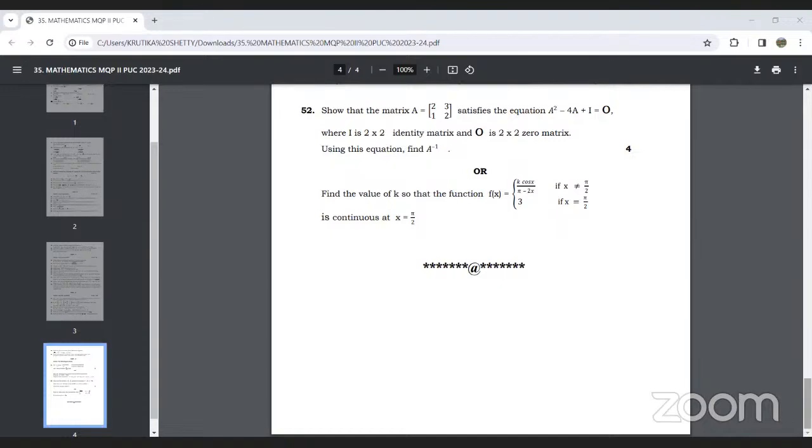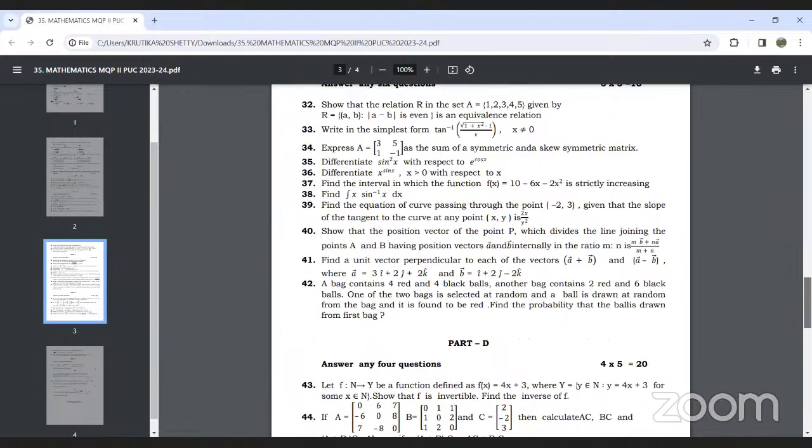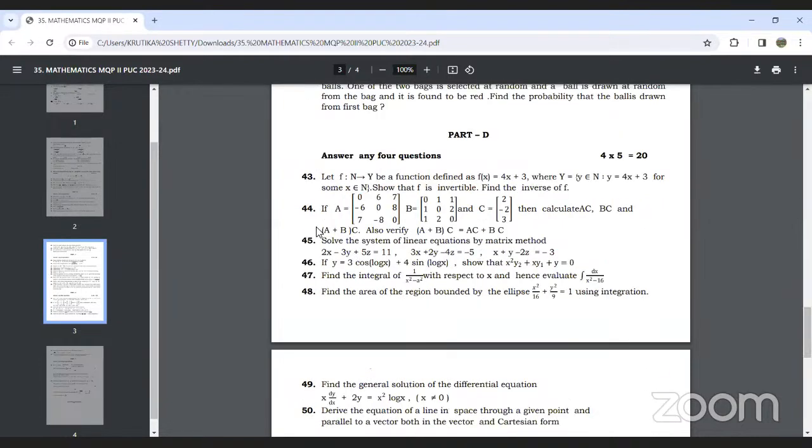Next question on matrices we have. Yes, matrices. So see, if A equal to 0 6 7, minus 6 0 8, 7 minus 8 0, B is equal to 0 1 1, 1 0 2, 1 2 0, and C equal to 2, minus 2, 3. Okay, and then we have to calculate first AC. Next we have to calculate BC, and then we have to verify that, see, A plus B into C is equal to AC plus BC.